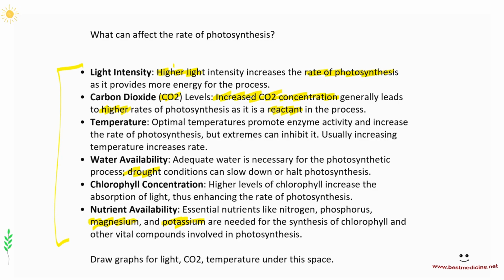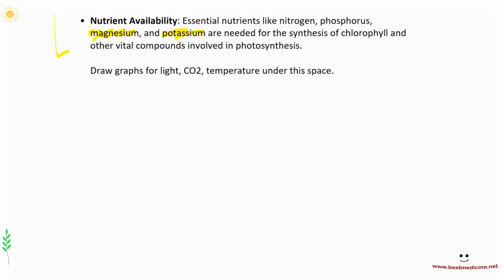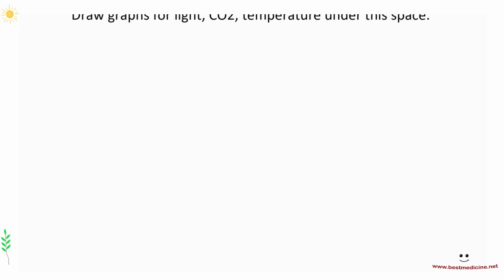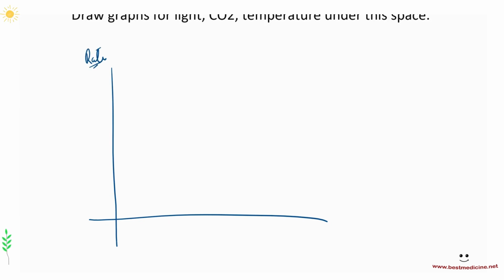Now, there are multiple graphs that you need to be aware of, showing how the rate of reaction can change by increasing or decreasing some of these components. So we're going to make some graphs here for light, CO2, and temperature under this space. The first graph I want to make is one in which we change the light intensity. Here's the rate, and remember how we record the rate? There are multiple ways, but one of the most common is to determine how much oxygen is being produced, so maybe we're counting the amount of oxygen produced per unit time. Whatever it is, here's the rate on the y-axis.